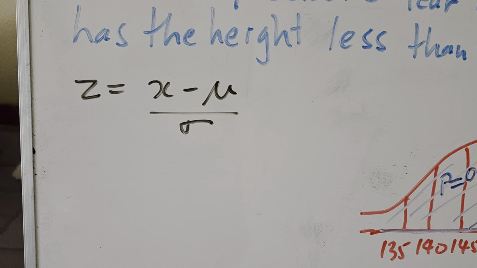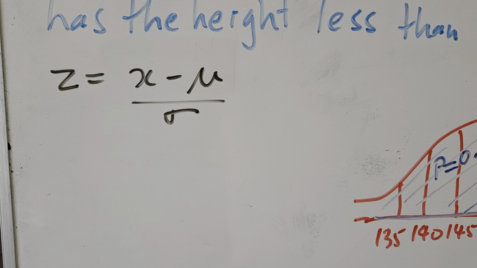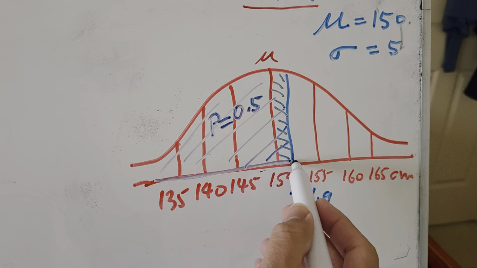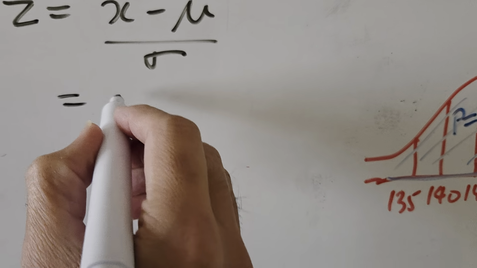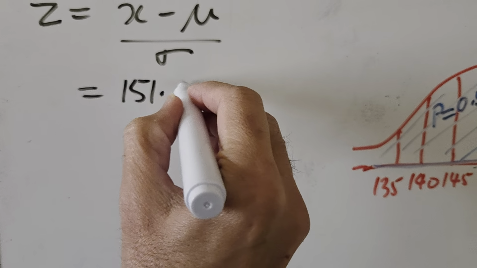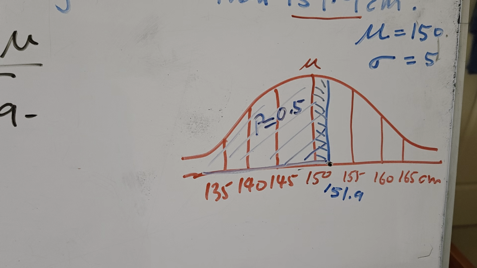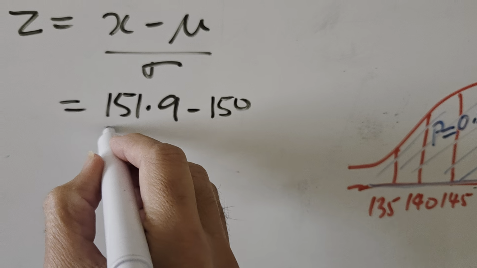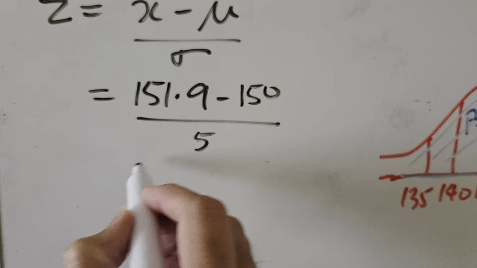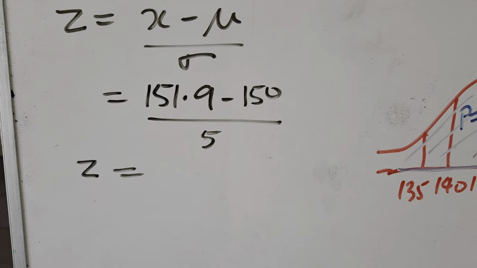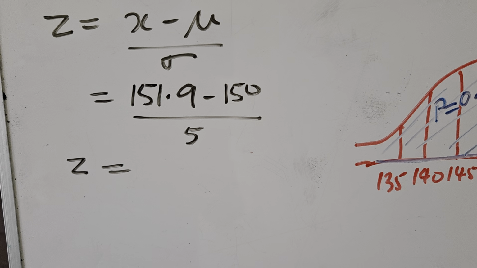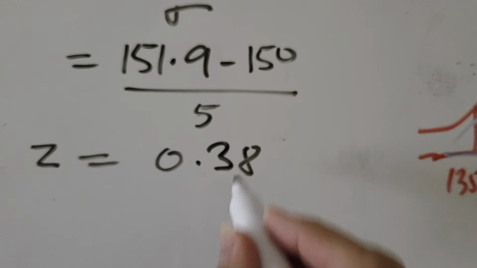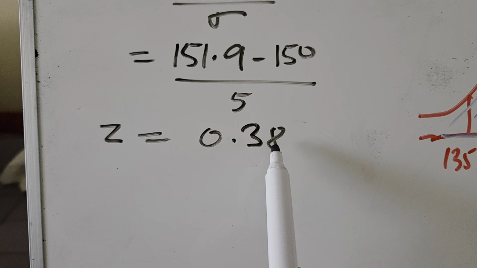So let's use the formula. The formula is Z value equals x minus mean upon standard deviation. X is that value, 151.9. That is the x value. So 151.9 minus the mean, the mean is 150, divided by the standard deviation, which is 5. So the Z value over here we get by calculating is equal to 0.38. Now that 0.38 is the Z value.